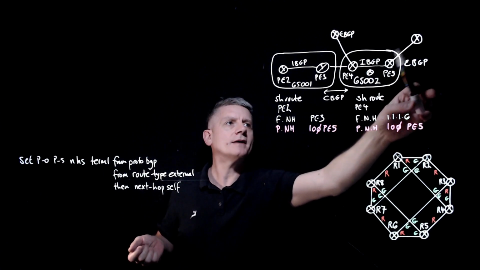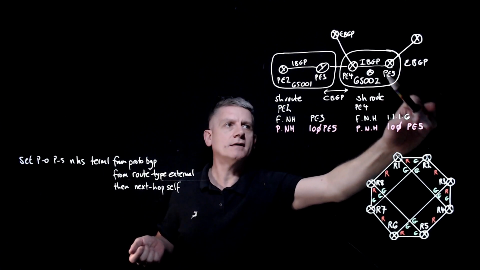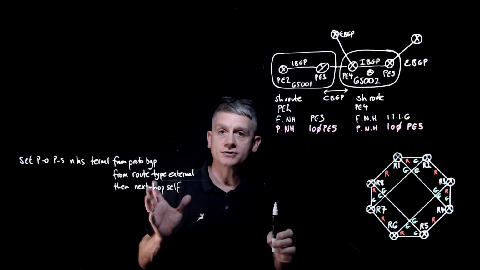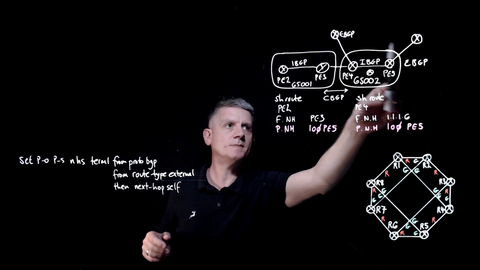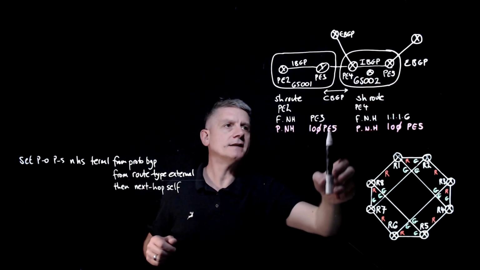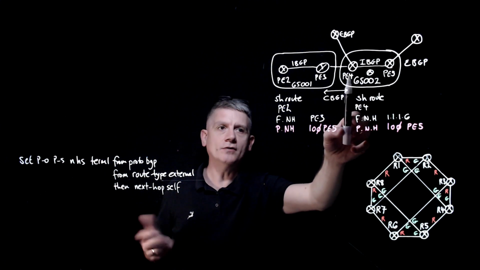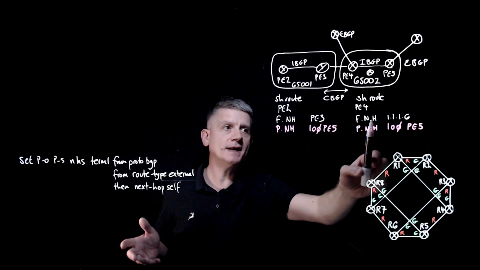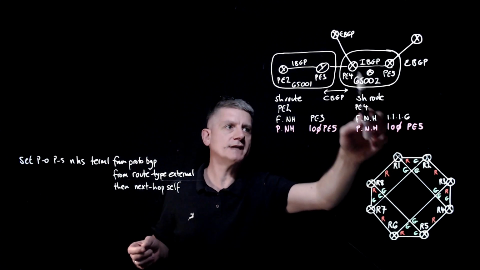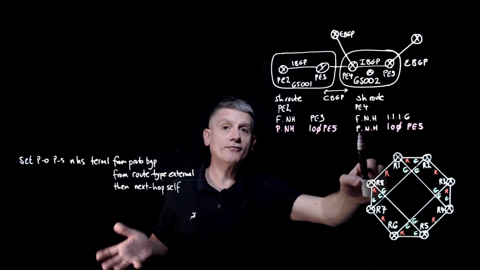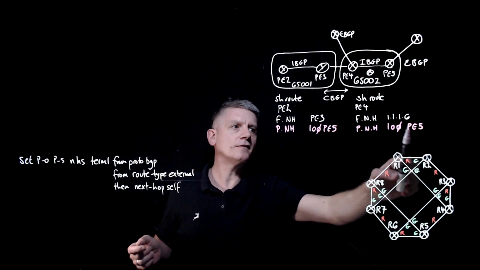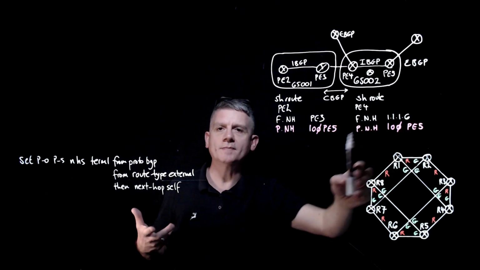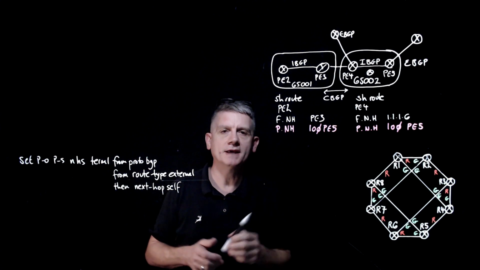Okay, so we have a route coming in here from EBGP, and we have PE5. PE5 does a next hop self because it's from EBGP to IBGP. And on PE4, when we look at the route, so we do show route on PE4, we see a forwarding next hop, which is generally the router in the data plane. And we see a protocol next hop, which is the loopback of PE5, because we're using loopbacks and we've specified next hop self on PE5.